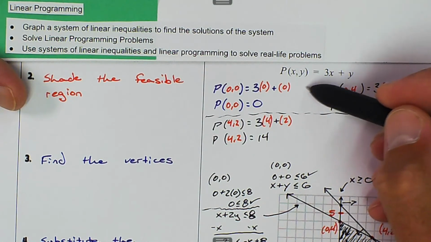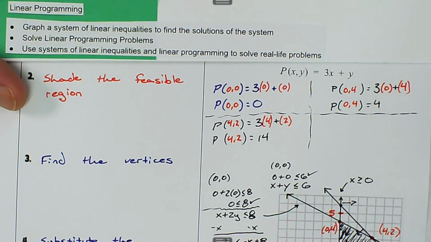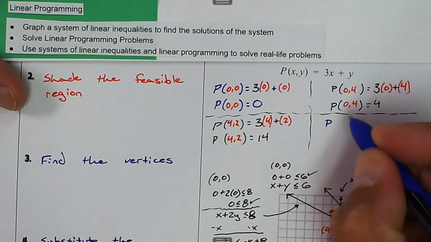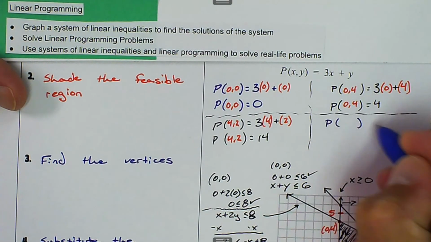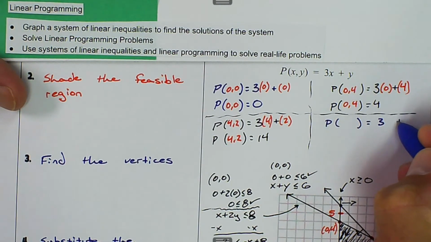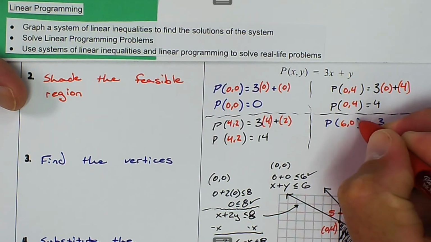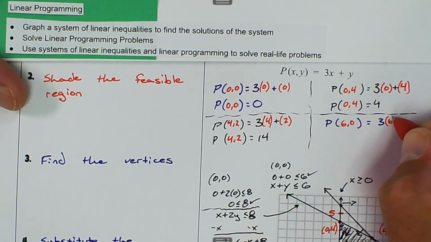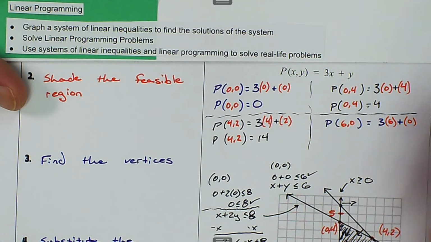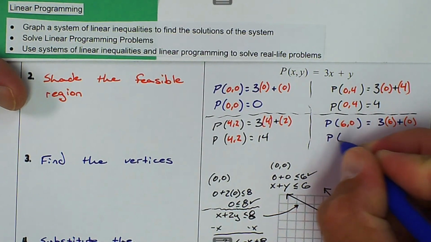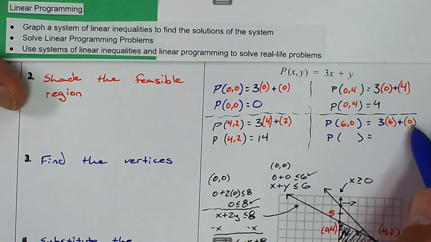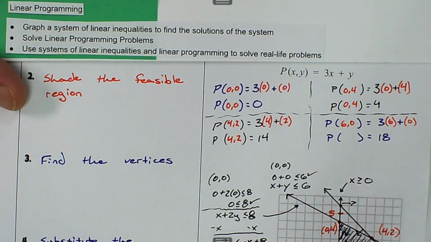And then the last one we have is 6, 0. So the function P evaluated at 6, 0, we get 18. 3 times 6 is 18 plus 0, so that is 18.